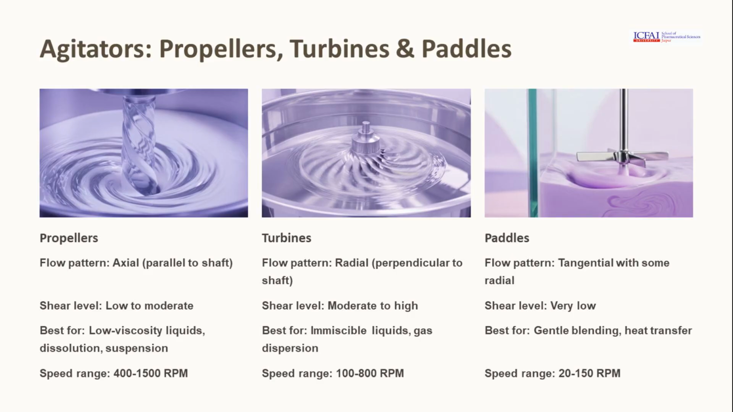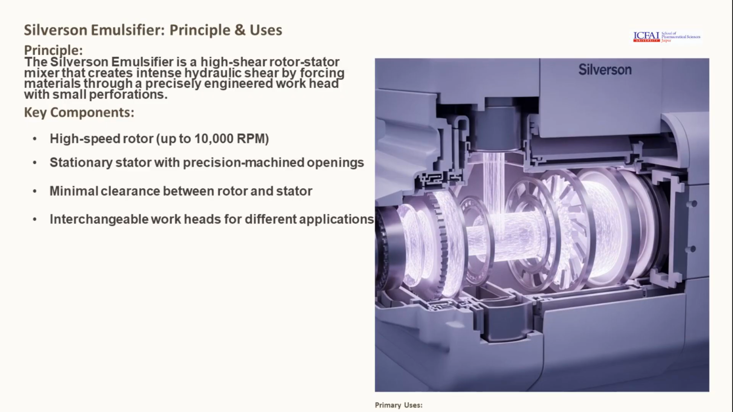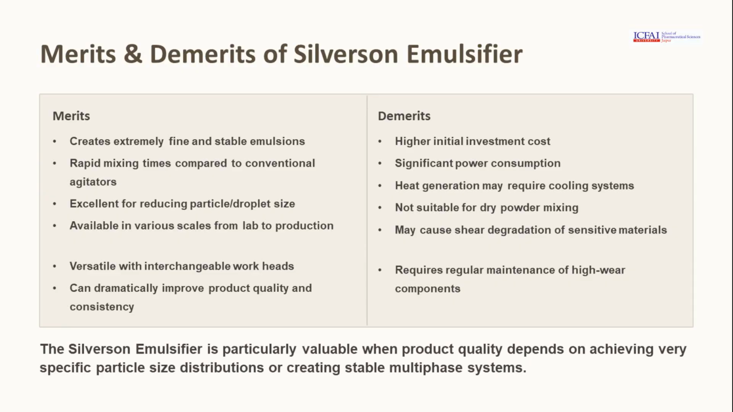Agitators like propellers, turbines, and paddles offer different shear levels and flow patterns for various mixing needs. The Silverson emulsifier uses a high shear rotor-stator system for intense hydraulic shear, suitable for creating stable emulsions. Silverson emulsifiers create fine emulsions and improve product quality but require significant power and maintenance.